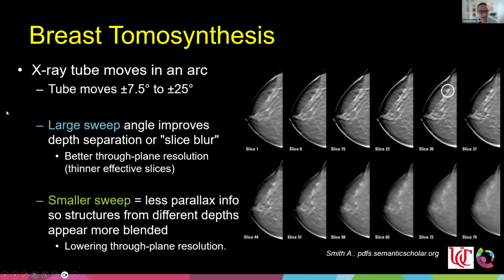When we image it with DBT, we have several options. One is to have a large sweep, so somewhere between 25 and say 30 degrees. The larger the sweep angle, the better the resolution is in the z-axis or the slice-to-slice axis. Smaller sweeps will have less of what we call parallaxing, so there's less movement of the structures inside the image from each angle. And so it therefore gives you a better ability to see smaller, more subtle structures like calcifications.